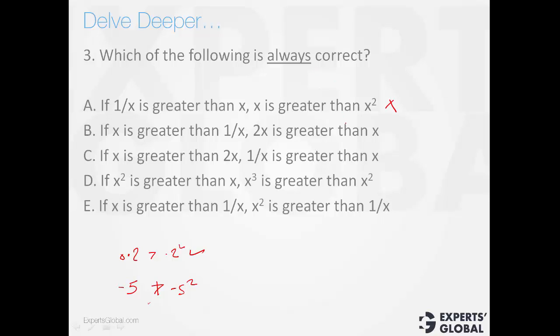Look at option B. If x is greater than 1 upon x, so when is this possible? This is of course possible in two cases. This is possible when x is a big positive number, let us say 5, or when x is a small negative number. This is a case which most of the students will miss, negative 0.2. See, x negative 0.2 would be greater than 1 upon negative 0.2, which would be -5. 2x is greater than x.